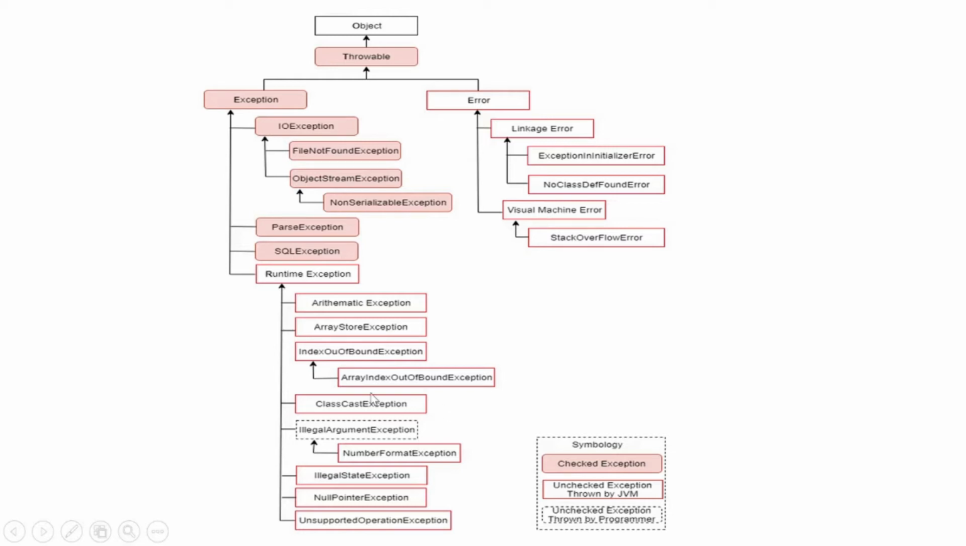Now we have seen a lot of runtime exceptions. ArithmeticException, ArrayIndexOutOfBoundsException, ClassCastException, NumberFormatException, and NullPointerException are unchecked exceptions thrown by the JVM. And we have seen that IllegalArgumentException is an unchecked exception thrown by the programmer. We have thrown that one. Now let's see some very common errors: StackOverflowError and ExceptionInInitializerError.